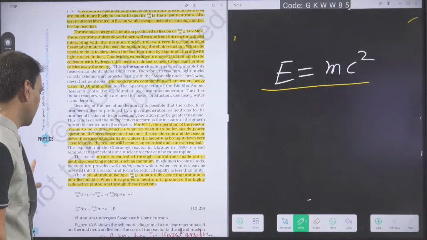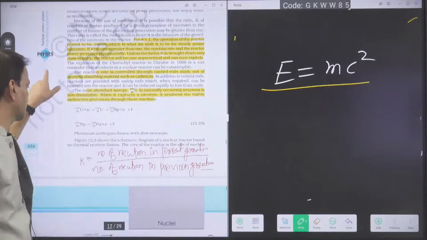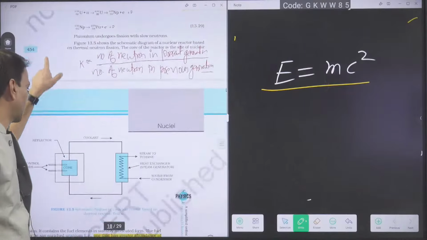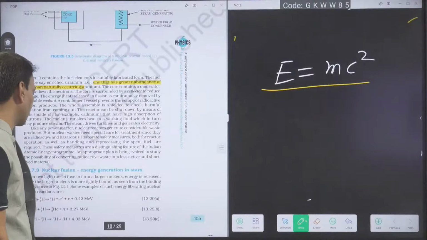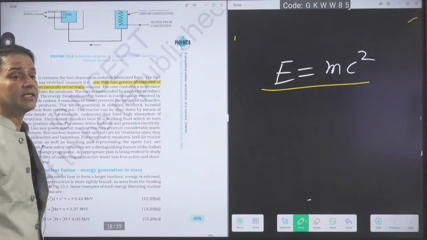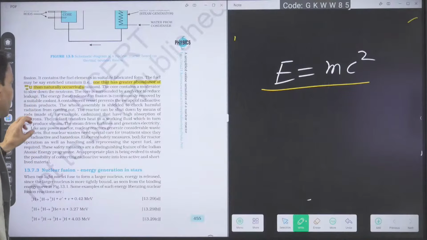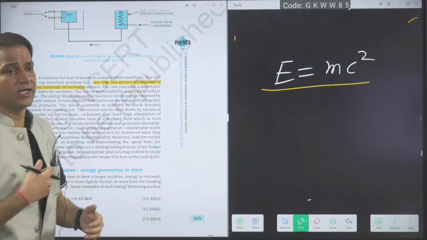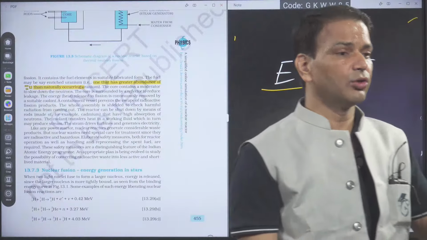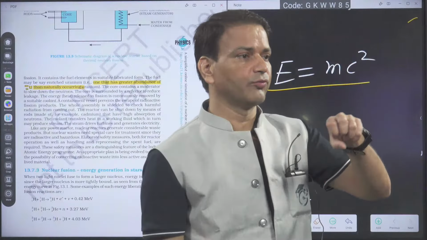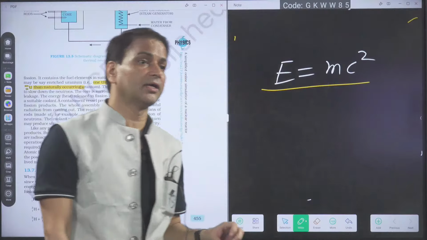So here, isotope uranium, then neutron moderator. What I said, it is used to slow down the fast moving neutron. Neutron absorber means they are absorbing the neutron, because if the neutron number is continuously increasing, fission will continuously increase. So we need to absorb some neutrons.